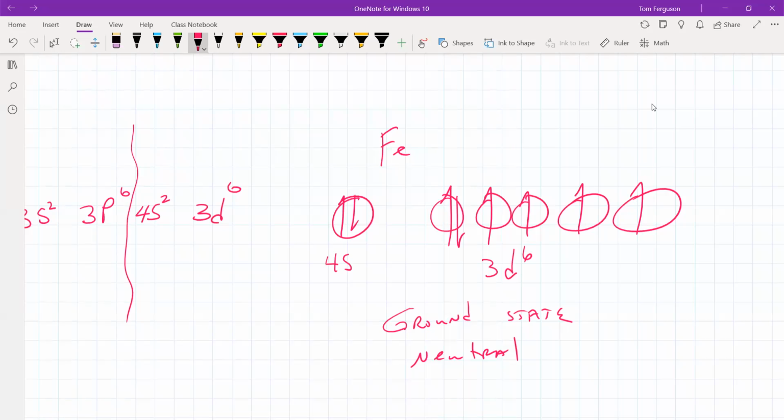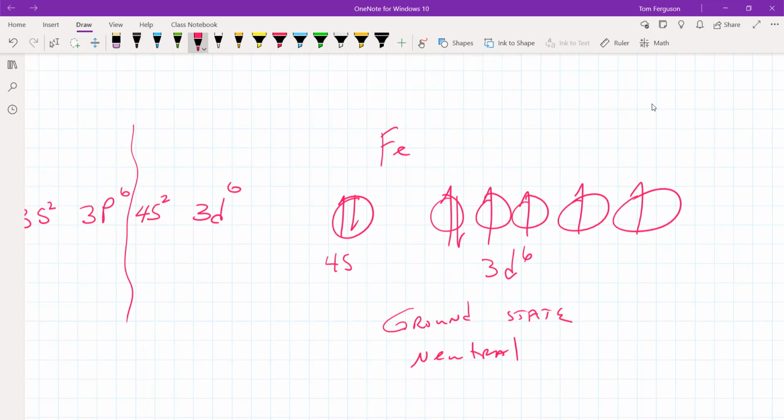Now, iron is a metal. Metals usually form cations. That means you have to lose electrons. Now, using this diagram here, we can predict the most stable configuration for losing electrons. For example, if we lost 1 electron right here, that subshell now is half full.